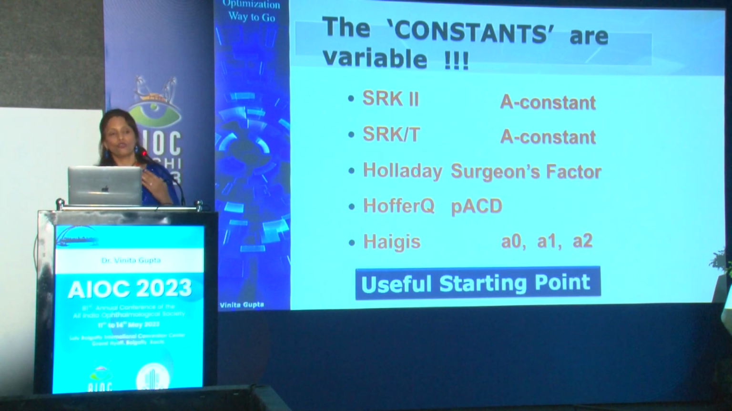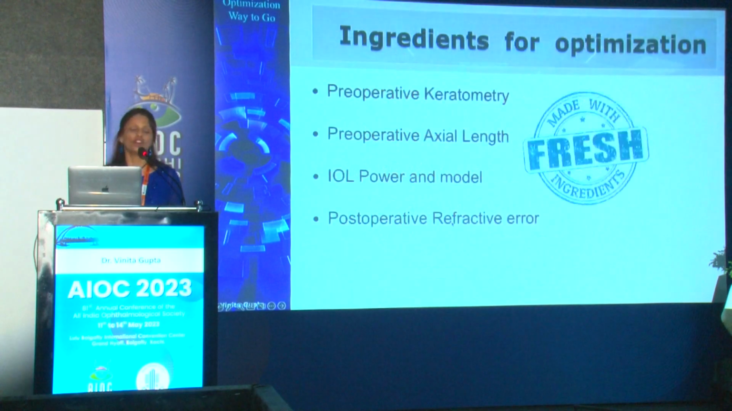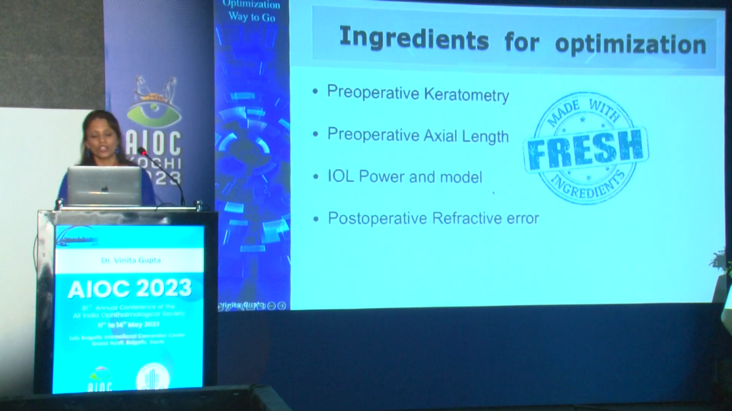So the starting point for us in optimization is this constant which has been given to us by the manufacturer. And they have been given different names in the different formulas. SRK-based formulas name it the A constant, but the Holladay formulas label it the surgeon factor. Hoffer Q names it the pseudophakic ACD, and Haigis as a0, a1, a2, depending on which version of Haigis you are using. So what are the ingredients for optimizing your A constants?